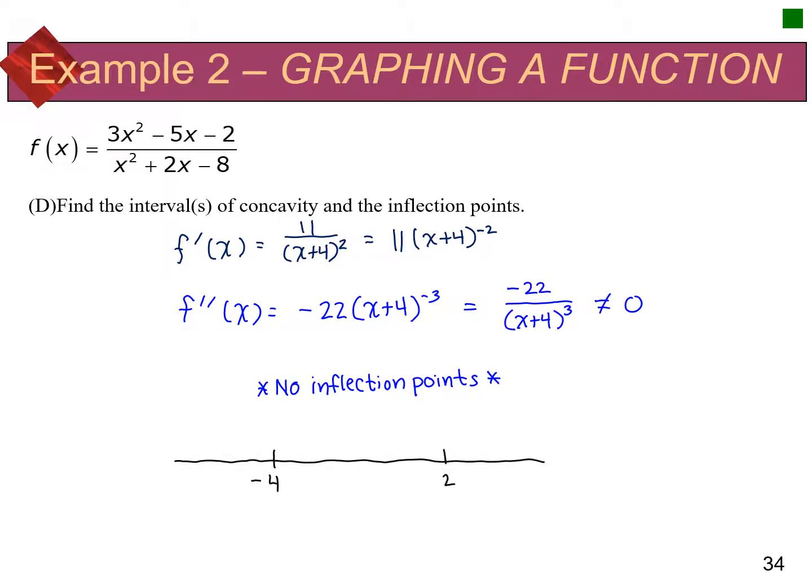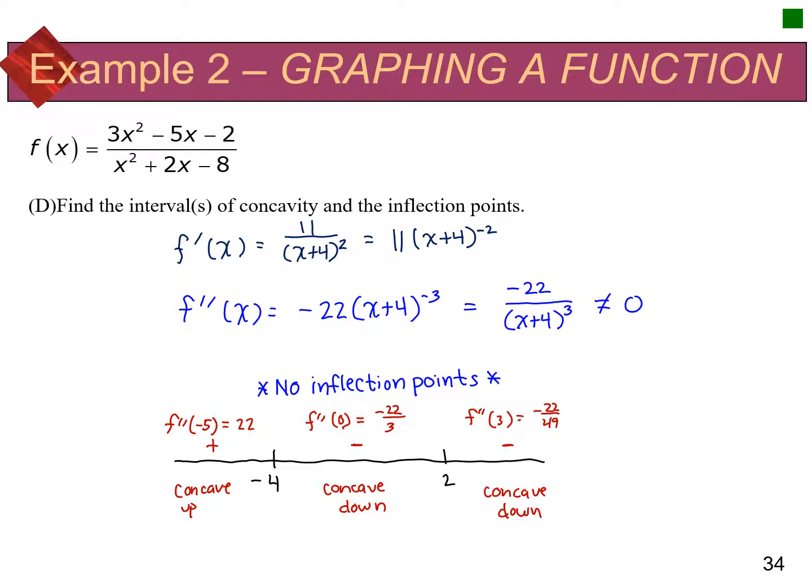So I'm still going to test out these domain restriction values and place them on my number line, and I'm going to see what goes on for the sign chart for the second derivative. So if I pick a value that's less than negative 4, one between negative 4 and 2, and one that's after 2, I get these results. At negative 5, the second derivative is 22, which is positive, so it's concave up there. At 0, it became a negative 22 thirds, so that is negative, so it's concave down between negative 4 and 2, as well as after 2.